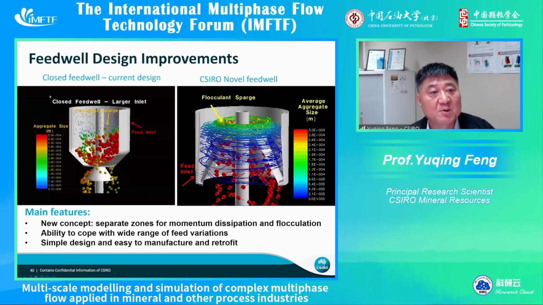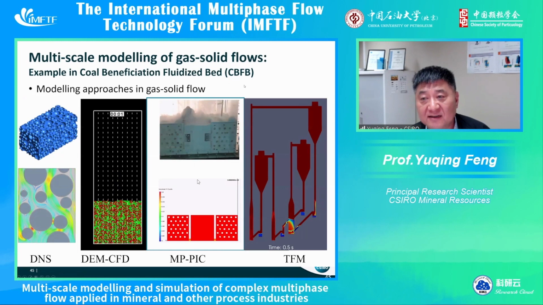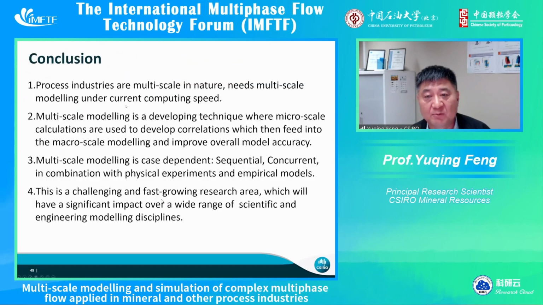Processing industries are multi-scale in nature and need multi-scale modeling given current computing speed. Multi-scale is a development technique where micro-scale calculations are used to develop correlations, which then fit into the macro-scale model. But multi-scale is very case dependent. It can be sequential, that means we develop one model to fit into another model, or it can be concurrent, that means we use the DEM and two-fluid model combined into one model.